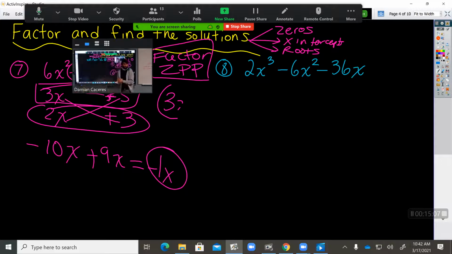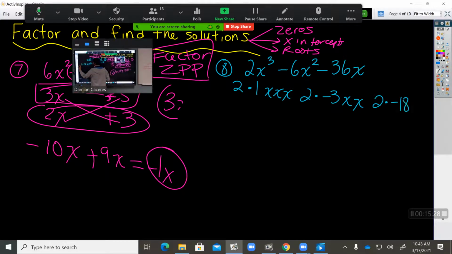What times what is 2? 2 times 1, and you have 3 x's there because it says x to the third power. Now, what times what is negative 6? 2 times negative 3, and you have 2 x's there because it says x squared. Now, what times what is negative 36? 2 times negative 18, and there's 1x there. Notice, all of them start with a 2 because we determined that the greatest common factor was 2.